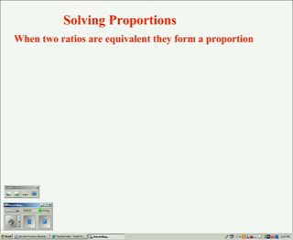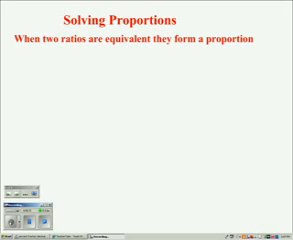Okay, so today we're going to look at solving proportions. A proportion is an equation stating that two ratios are equivalent. When two ratios are equivalent or equal, they form a proportion. And since rates are types of ratios, they can also form proportions.